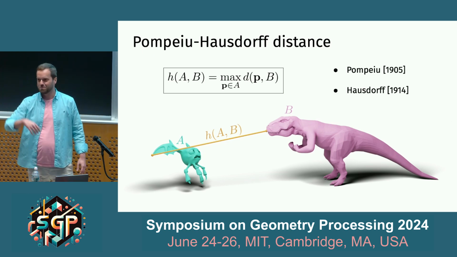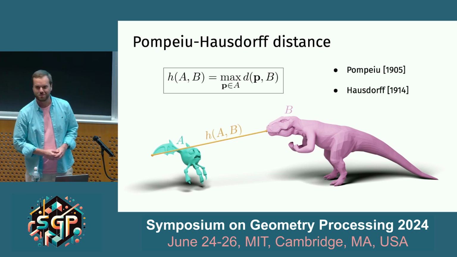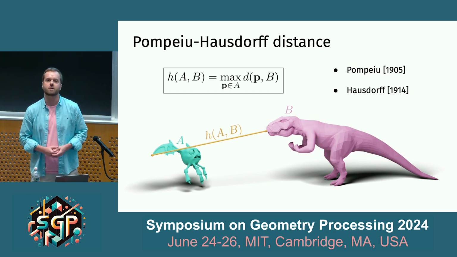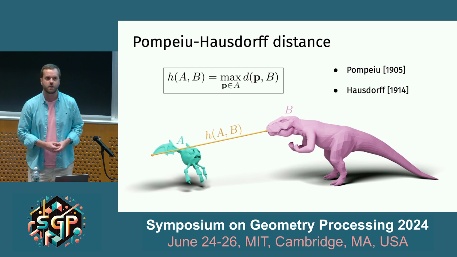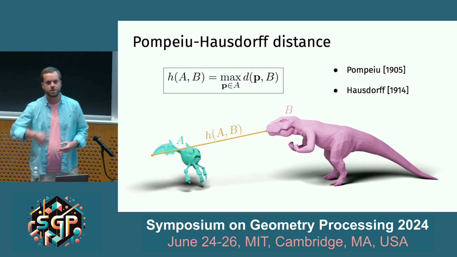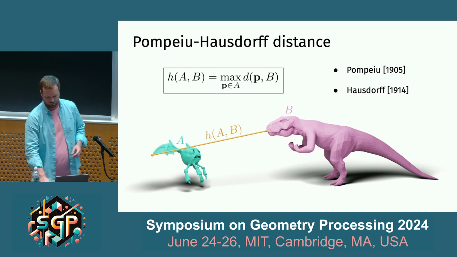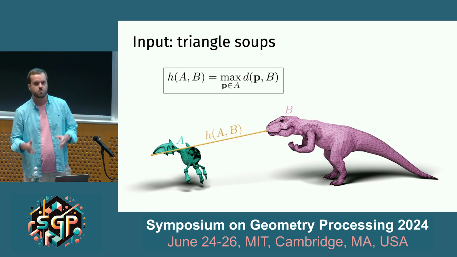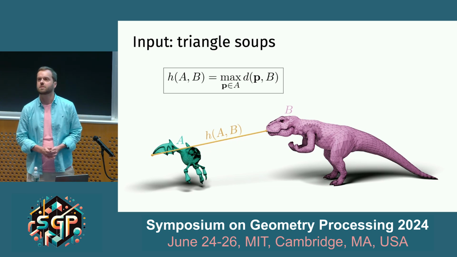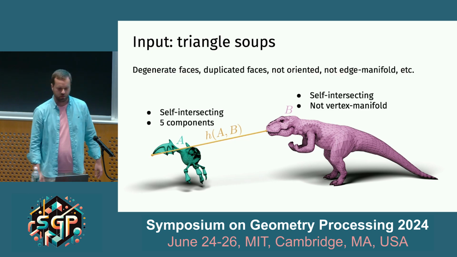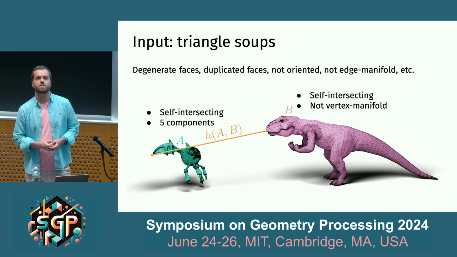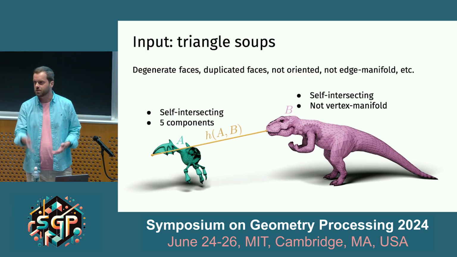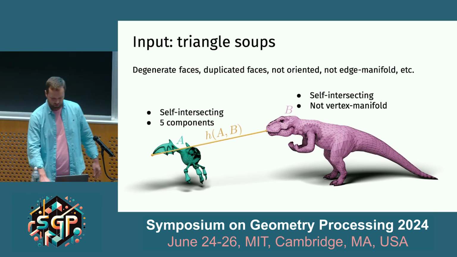You possibly, as Marc said, know this as the Hausdorff distance from A to B, but it was actually proposed originally by a Romanian mathematician called Pompeiu, and then some years later generalized by Hausdorff. Throughout this presentation, we will assume that both A and B are represented as triangle soups. And this gives us the possibility of dealing with objects with imperfections, such as self-intersections, non-manifoldness, etc.